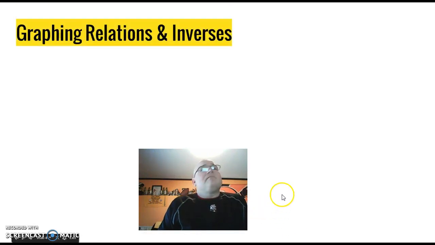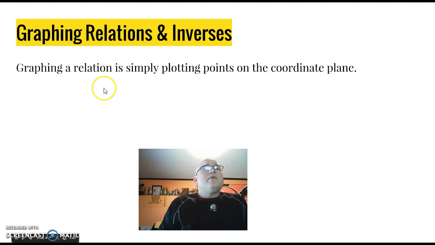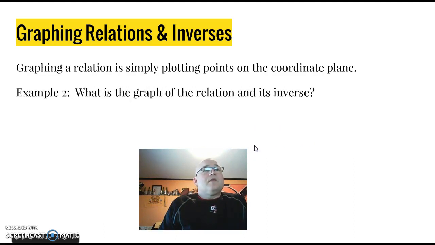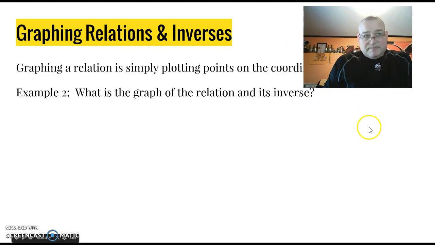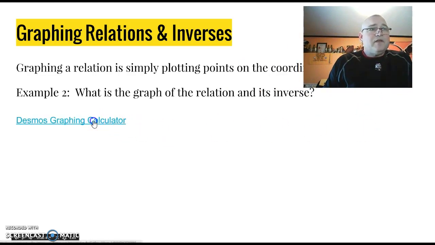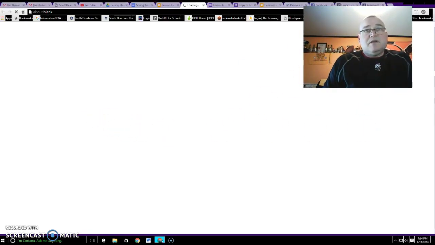Let's talk graphing inverse relations and inverses. Graphing a relation is simply plotting the points on the coordinate plane. Example 2. What is the graph of this relation and its inverse? To do this, we're going to look at a program called Desmos Graphing Calculator.